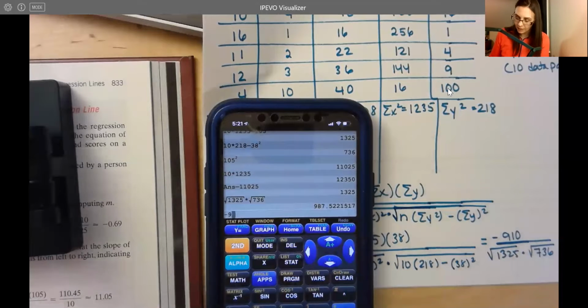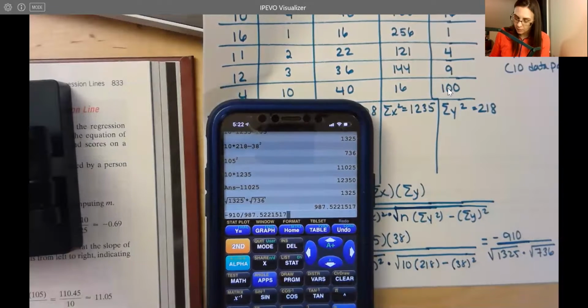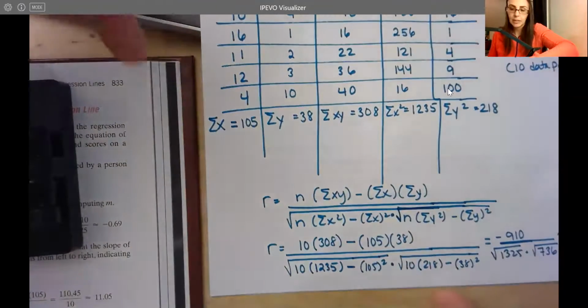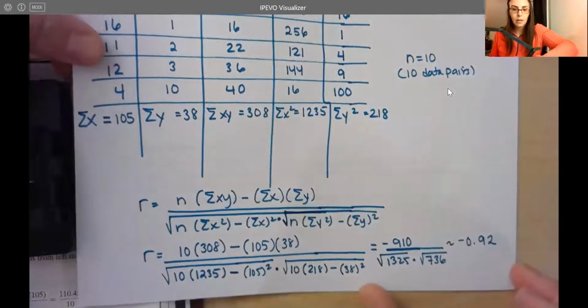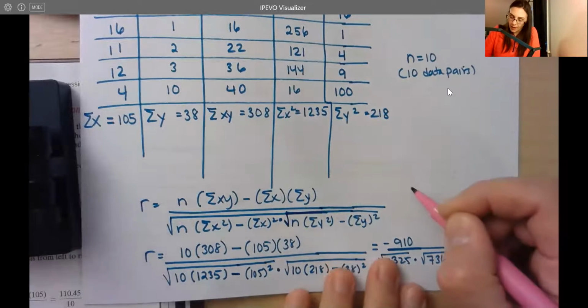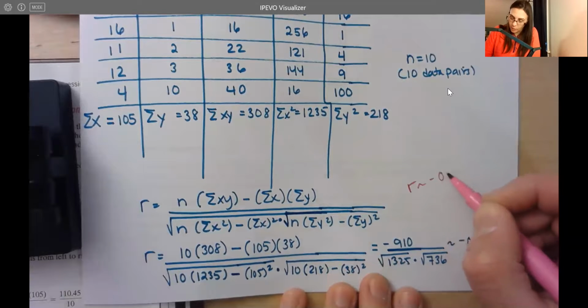So I'm going to do the negative 910 on top, and then divide it by that whole number. I'm going to use all the decimal places, and I get about negative 0.92, which is what your book uses. And they round to 2 decimal places. Okay, so a lot of work to find this by hand, which is why we tend to use technology for this sort of calculation. Now, what we see is my R value is about negative 0.92.